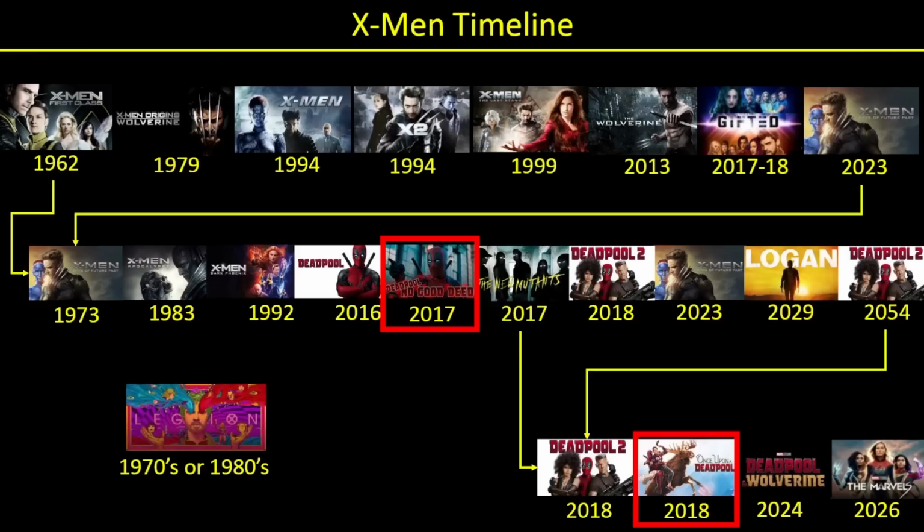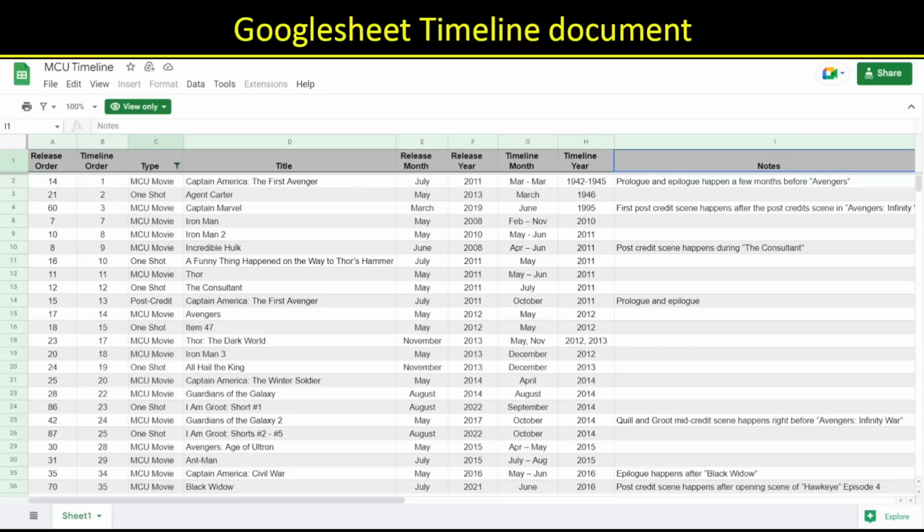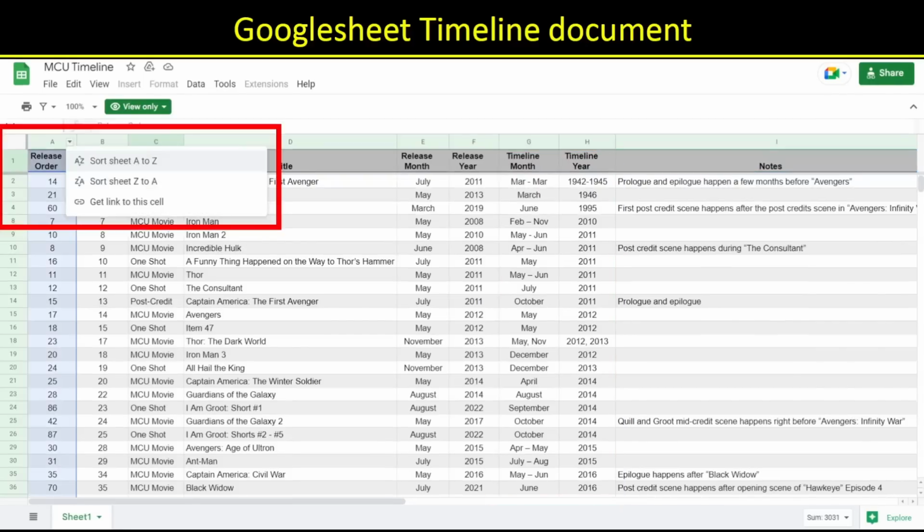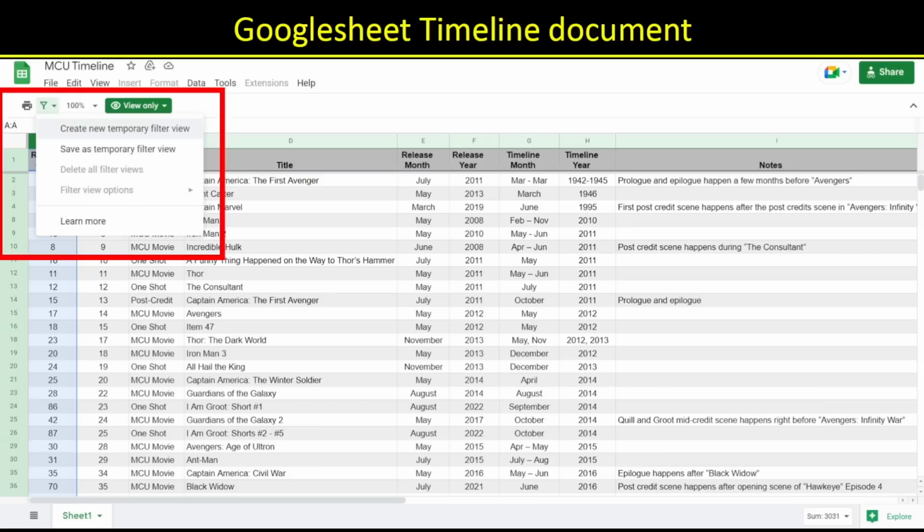So one other thing I want to talk about, people have been a little confused by how Deadpool and Wolverine fits into the overall MCU timeline. So don't forget, I do have my Google timeline document out there, and I'll leave a pinned comment so you can find it. It has everything in order by timeline month and timeline year, but you can sort either way, by release or by timeline. And then most importantly, you can filter.